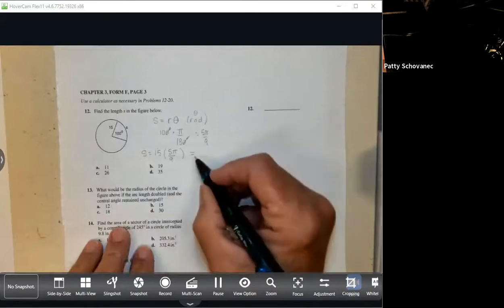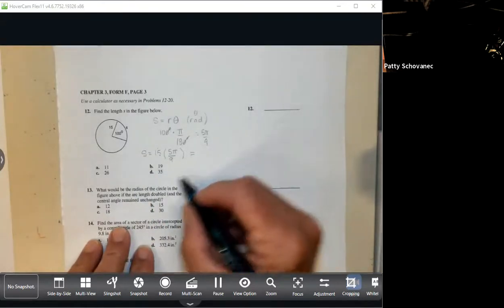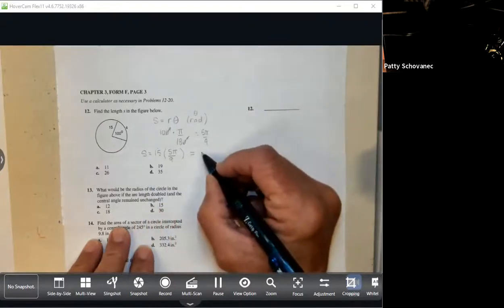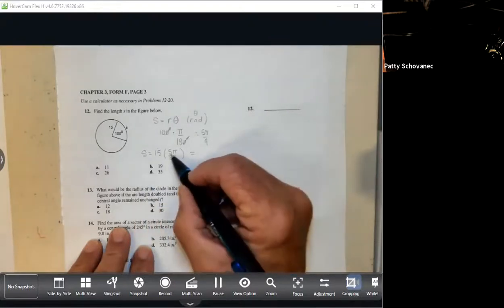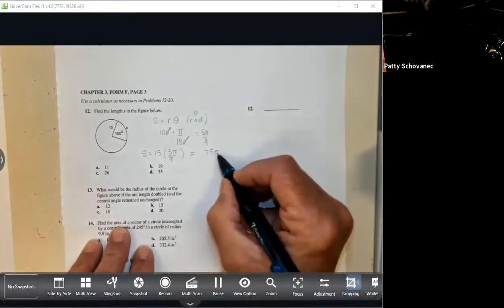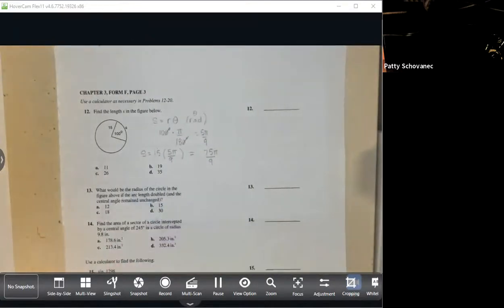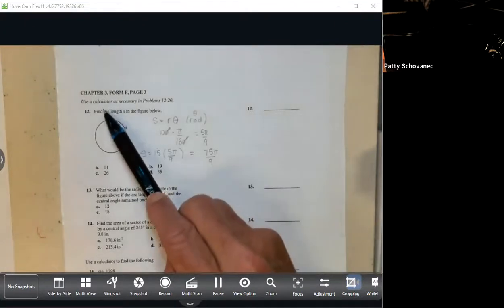None of these choices work, do they? We need pi somewhere. We need a none of the above. Well, let's see. 5 times 5 is 25. 75 pi over 9. So I don't like any of these choices. They must be approximating. It says use a calculator. We're not going to use a calculator.